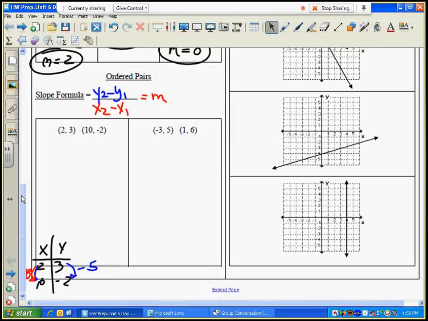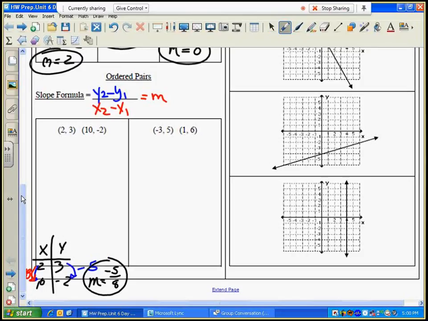What that leaves me with is a ratio that is negative 5/8. Let's see if that value matches the one that we get when we use the slope formula. In order to use the slope formula, you have to identify each one of the numbers as either x1, x2, y1, or y2.